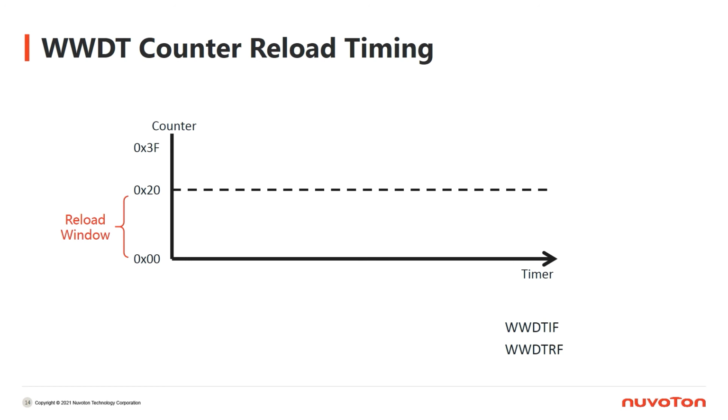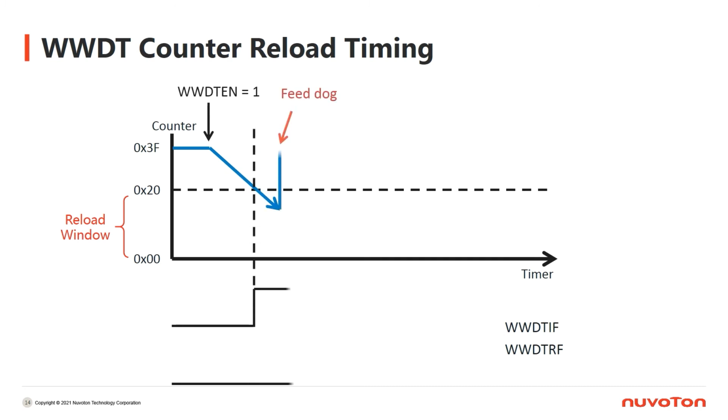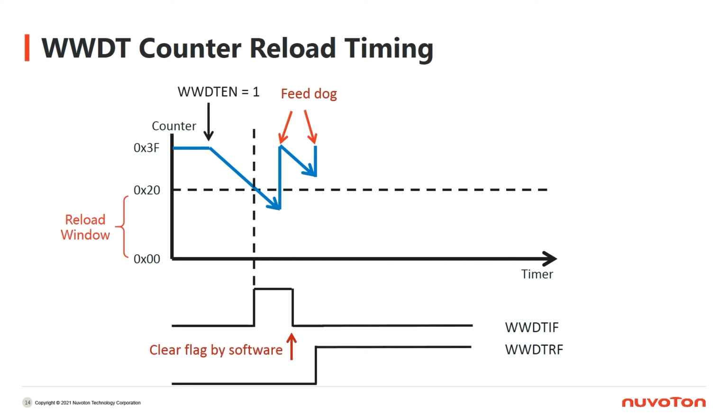The first feed-dog happens inside the window. It reloads the counter and clears the WWDT IF flag. The second feed-dog happens too early. The WWDT IF flag hasn't been raised yet. It is outside the window. Therefore, WWDT RF is raised to show that it needs to do reset because something is wrong.